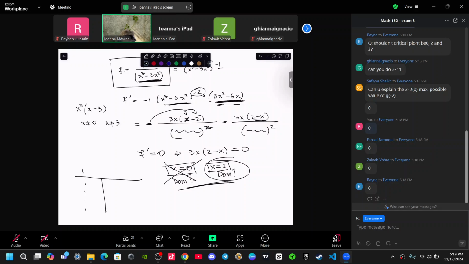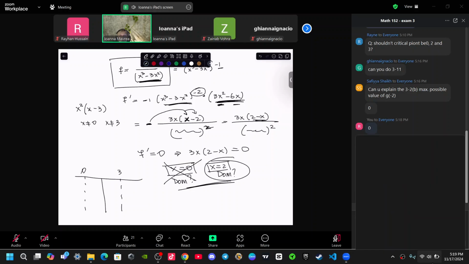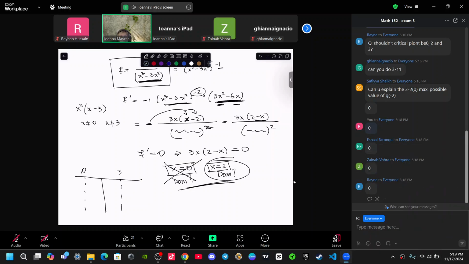So 0 is bad, 3 is bad. So those have to show up on my table. That's also something you're going to have in the exam. You're going to have something that's not really a critical point. It's not an inflection point, but it's not in the domain. It's all by itself, not in the domain. Everything else around it is good. And because it's all by itself, not in the domain, it has to show up on your table. Okay? And then here's the 2.